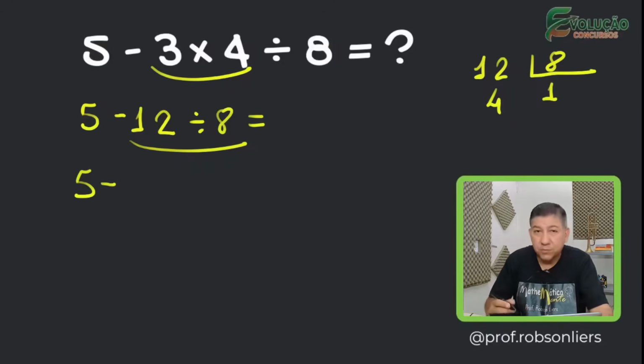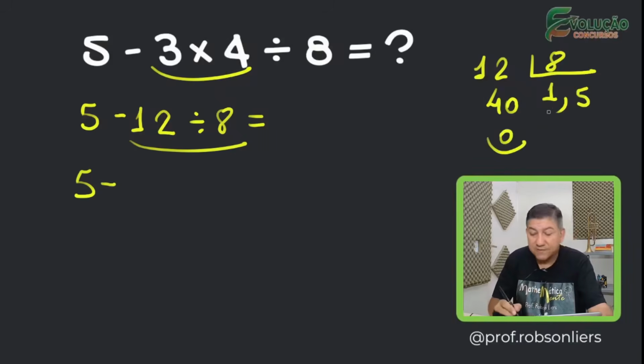Can 4 be divided by 8? No, it can't. I'll put a decimal point in the quotient and a 0 here in the dividend. 40 divided by 8 can be done. It's 5. 5 times 8 is 40. 40 minus 40 is 0. So 12 divided by 8 is 1.5.